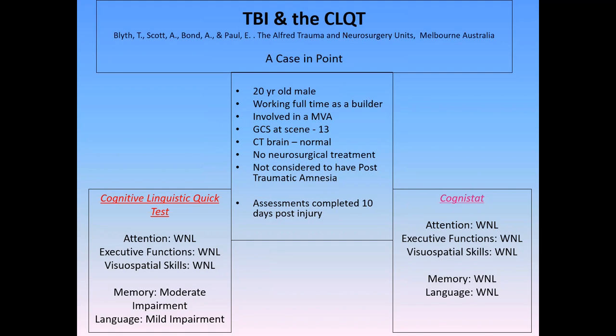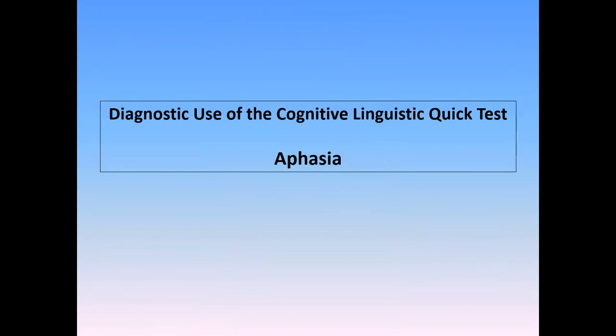And let's contrast that with the Cognistat. Same findings on attention, executive functions, and visual spatial skills, but the Cognistat also said memory and language were within normal limits. So the CLQT seems to have picked up two problems, which can be serious problems for resuming work and everyday life, that the Cognistat did not pick up, that is memory and language problems.